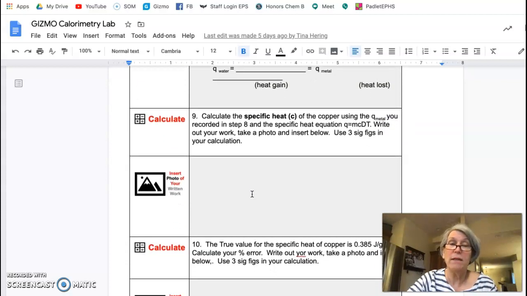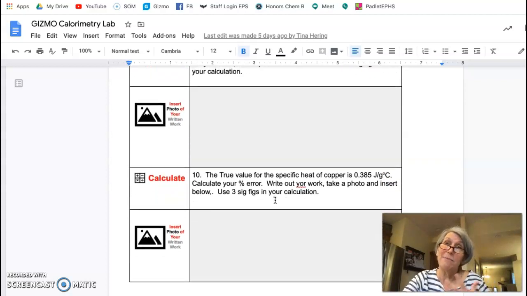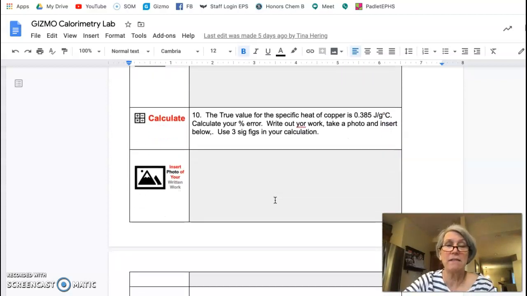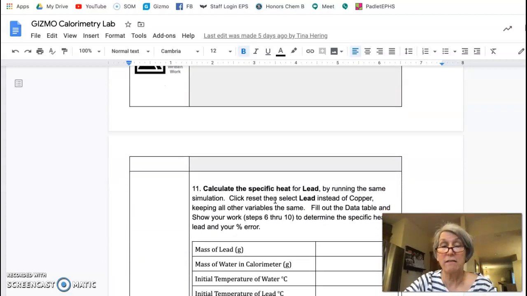Then you're using your MCAT again. You know the Q of your metal, because you know how much heat from up here the metal lost. You know the mass of the metal, and you know the delta T for the metal, and you could solve for the specific heat. That was a little common on this lab, so I wanted to make sure that you guys understood that, okay?